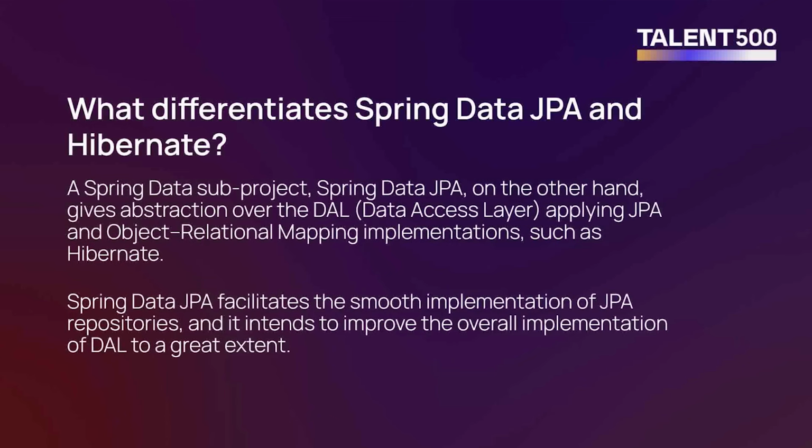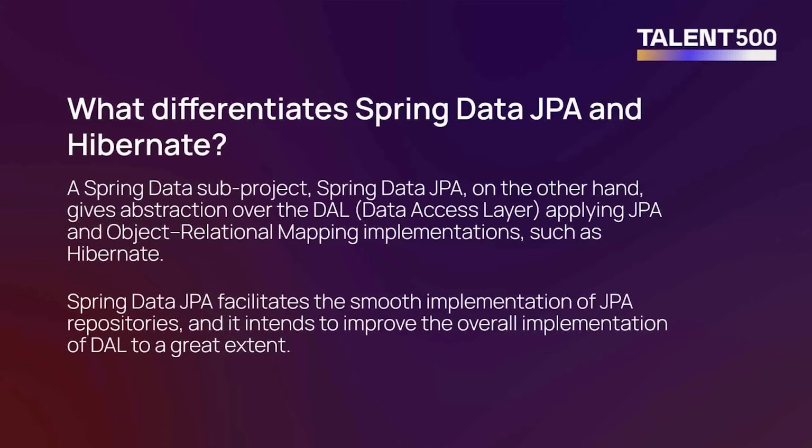Whereas Spring Data JPA, which is a Spring Data subproject, on the other hand, gives abstraction over the DAL, which is the data access layer, applying JPA, which is Java Persistence API, and ORM implementations such as Hibernate. So Spring Data JPA just gives the abstraction over data access layers, applying ORM and JPA implementations such as Hibernate. Okay, so it only gives the abstraction part to the data access layer using Hibernate.